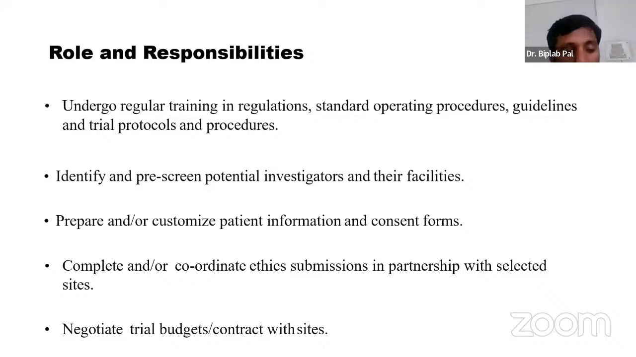Trial budget: how much money the PI needs for conducting a trial has to be handled by the CRA. I told you, an experienced CRC sometimes negotiates, but most of the time the CRA will go and talk to the physician regarding the trial budget. How much money they need depends on the trial, whether it is a phase 4 or phase 3 trial. Phase 4 is a very low budget. They will pay maybe 2,000 to 3,000 per patient, but for phase 3 and phase 2, they pay more than 1 lakh per patient based on the complexity of the trial.